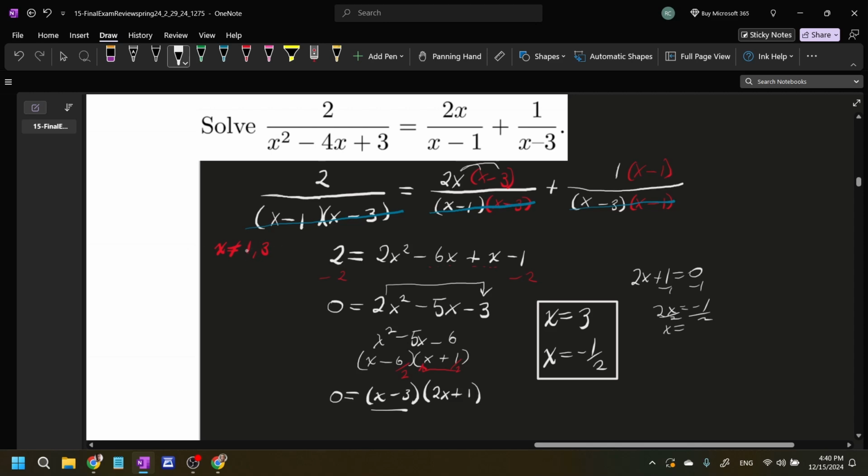We have excluded values here. X cannot be 1 and x cannot be 3. And we just did all that work and found that x equals 3 is a solution. But because it's an excluded value, this is an extraneous solution, so we are not going to count that. So the only solution we really care about is x equals negative 1/2.